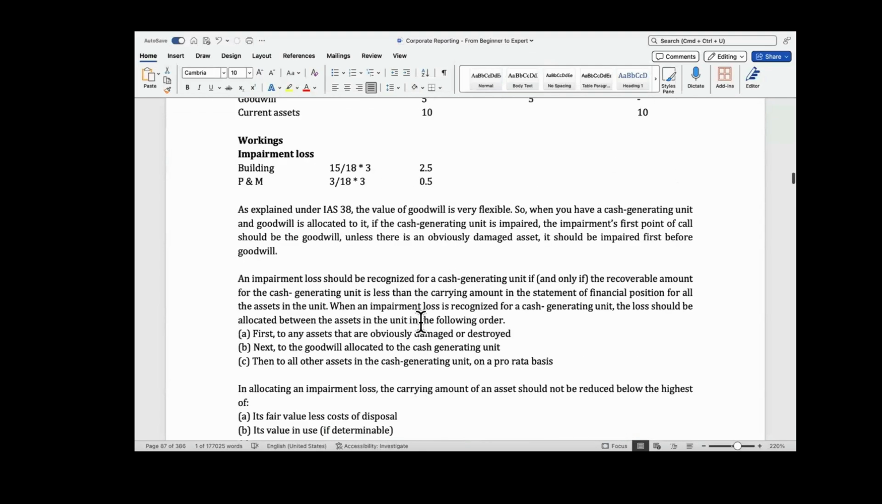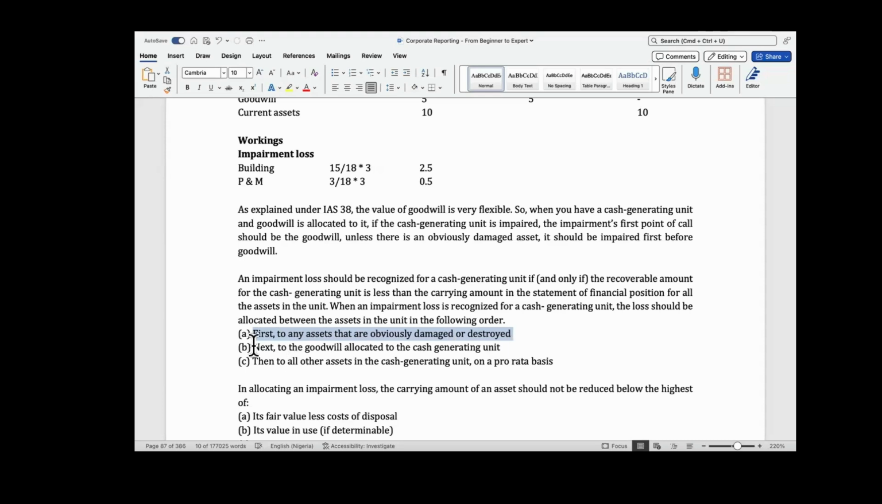When you want to allocate impairment loss to a CGU, the first is to allocate it to a damaged or destroyed asset. If there is any, the question will tell you. In this question, we don't have any damaged or destroyed assets. If there is, we'll allocate impairment loss to that first. It might be the only one that will gulp everything. Depends. I will show you very soon.